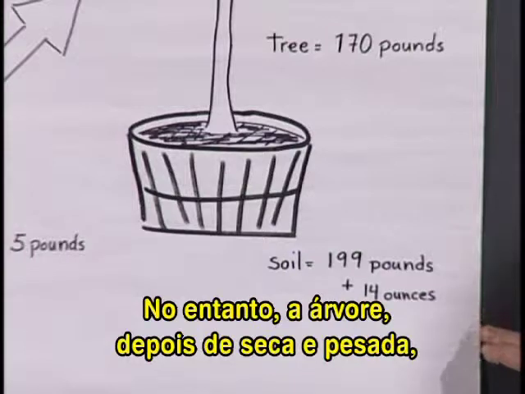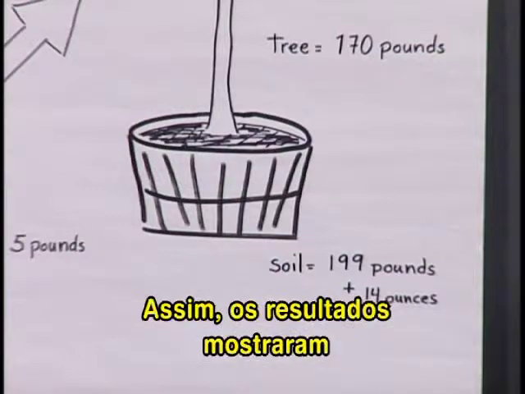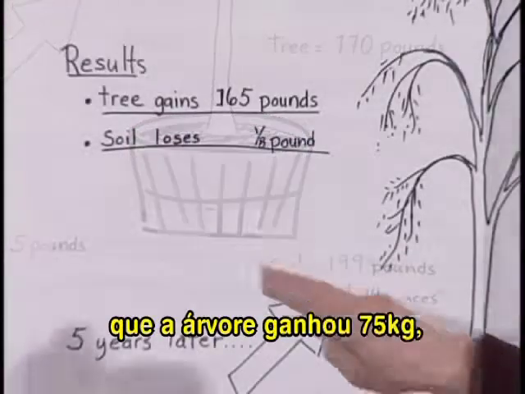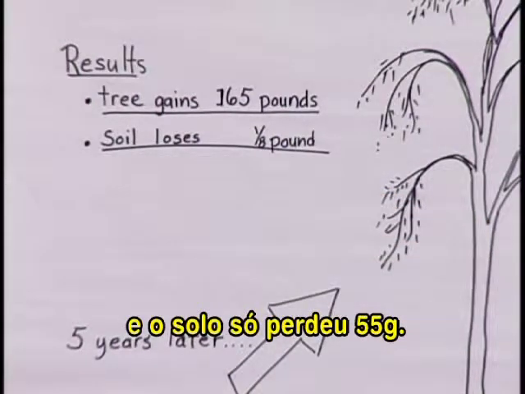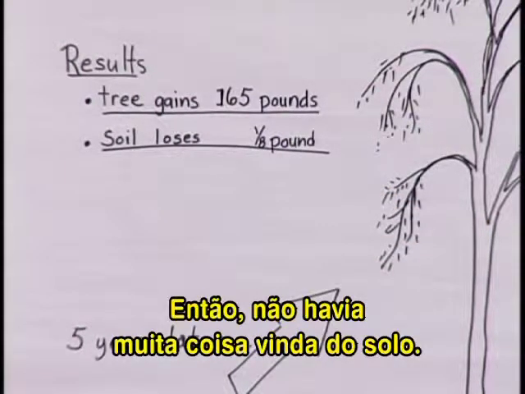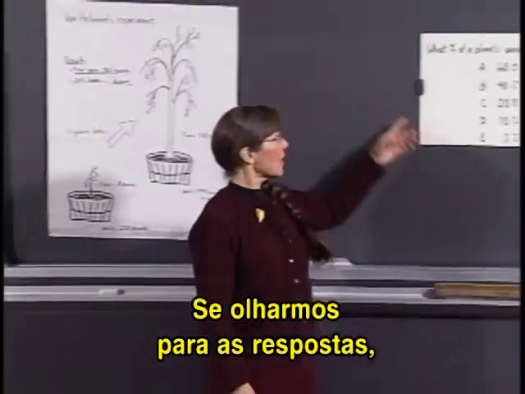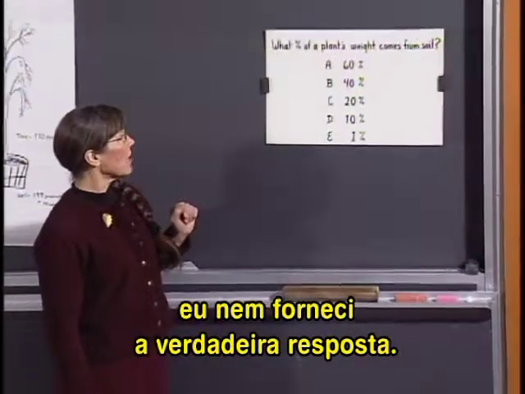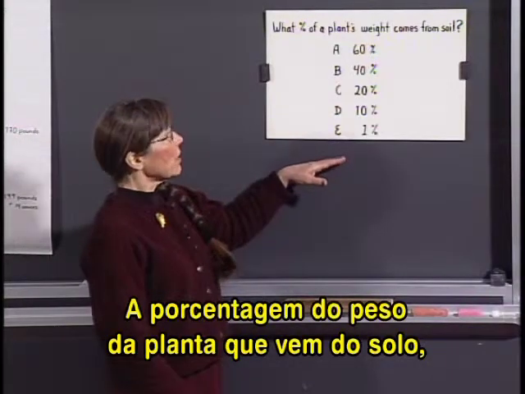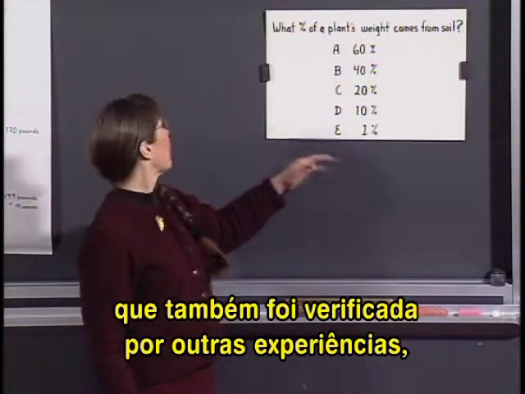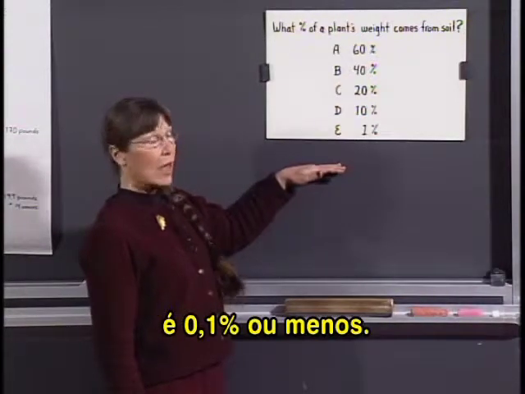However, the tree itself, when it was dried and reweighed, weighed 170 pounds. And so his results really showed that the tree gained 165 pounds. The soil only lost an eighth of a pound. So there was not very much coming from the soil at all. In fact, if we look at our answers here, I didn't even provide the answer that it really is. The percent of a plant's weight that comes from the soil, which has been verified by many other experiments as well, is actually 0.1% or less.